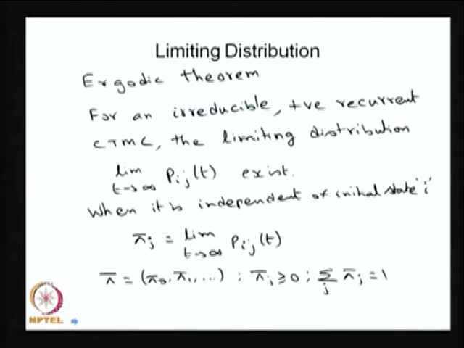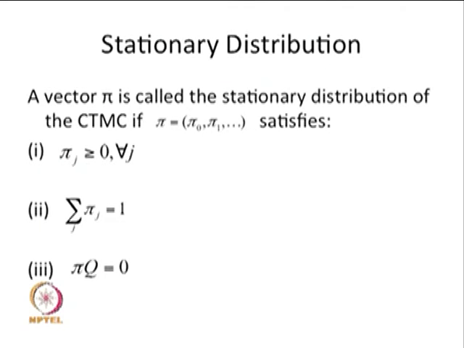Later we are going to give a few examples of how to find the limiting distribution. Now I am explaining the stationary distribution also. The way I have discussed it for the DTMC, it is the same for the CTMC. So I have a vector, and if the vector satisfies these conditions, probabilities greater than or equal to 0 and summation equal to 1, and you should be able to solve this equation and get the pi's. It is a homogeneous equation.